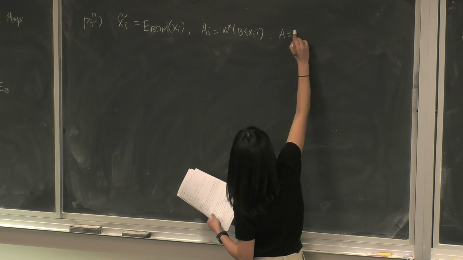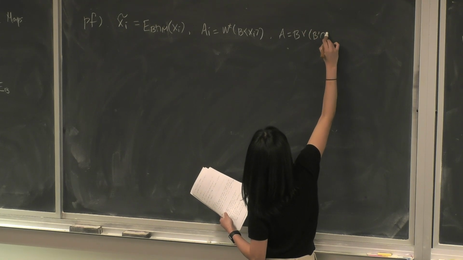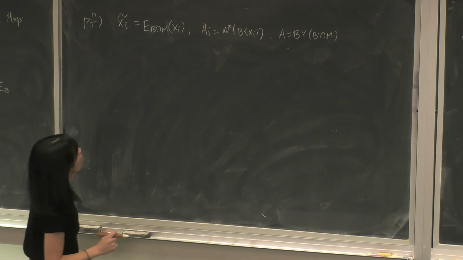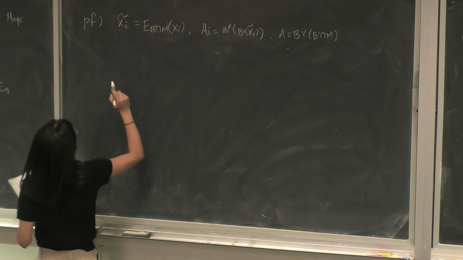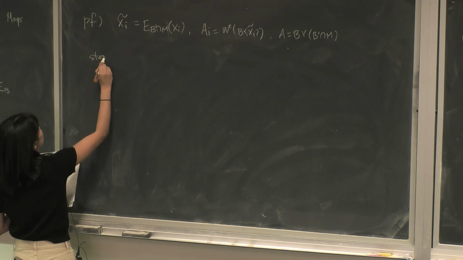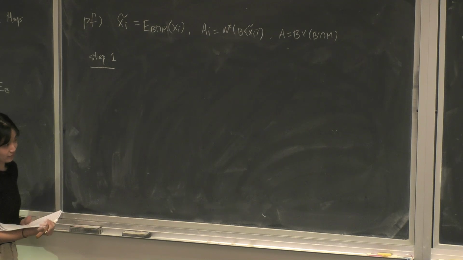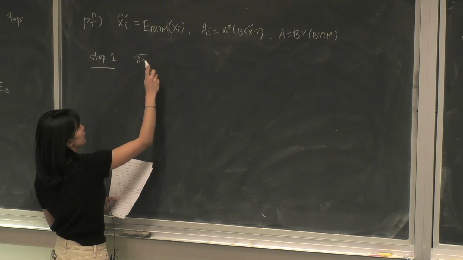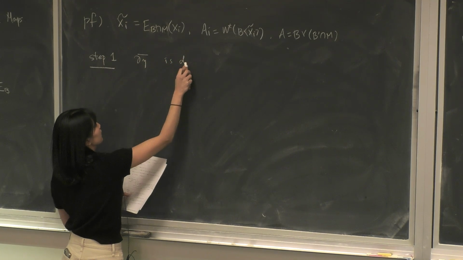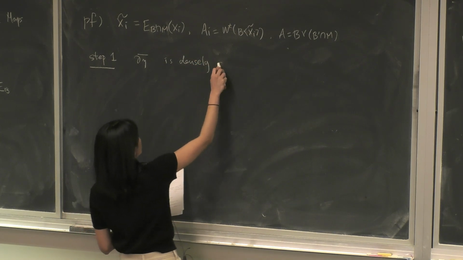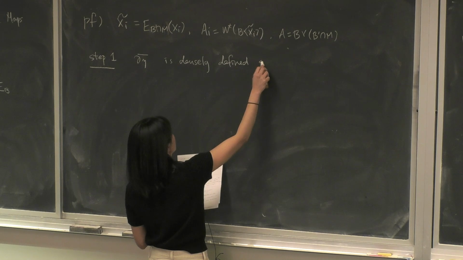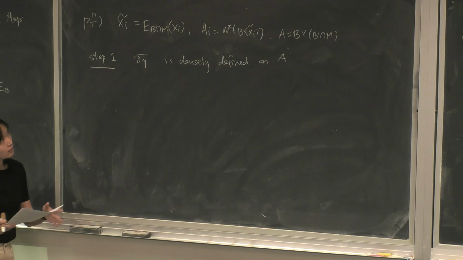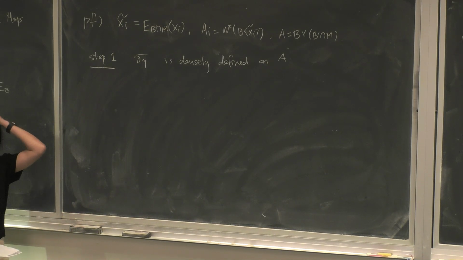And A is the whole thing. The xi tilde in your AI? Yes. Then step one is this partial eta, the closure of partial eta is densely defined on A. This is by convex hull argument from functional analysis.